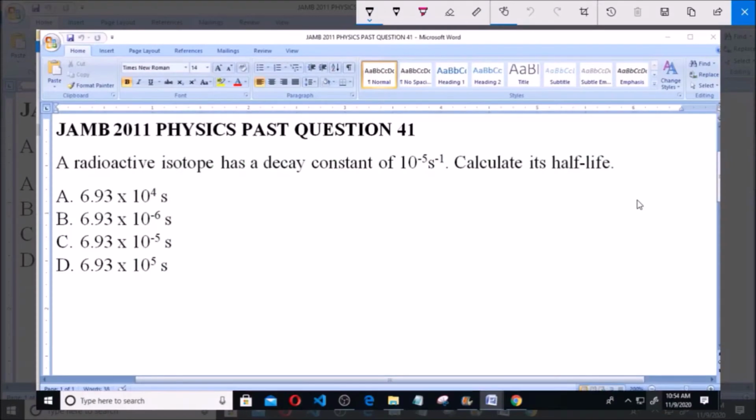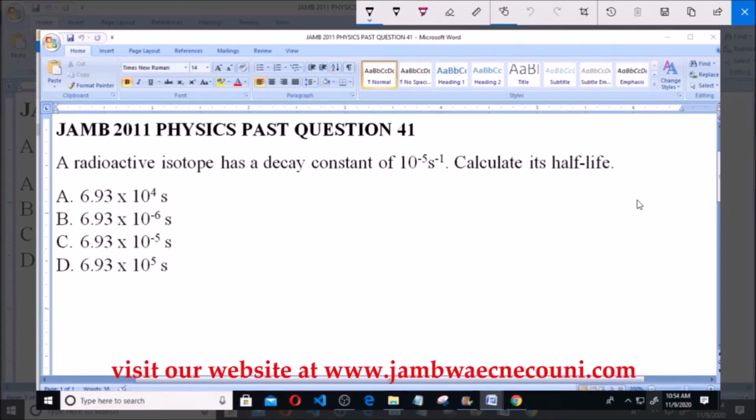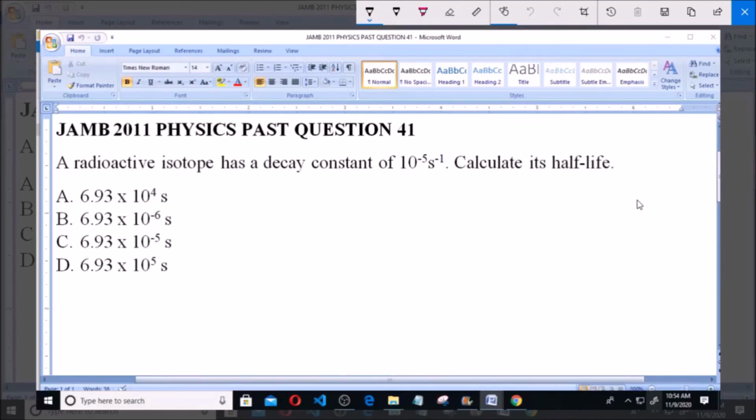Hello and welcome. I will be answering Jamb 2011 Physics Past Question 41. A radioactive isotope has a decay constant of 10 raised to the power minus 5 per second. Calculate its half-life. A. 6.93 times 10 raised to the power 4 seconds. B. 6.93 times 10 raised to the power minus 6 seconds. C. 6.93 times 10 raised to the power minus 5 seconds. D. 6.93 times 10 raised to the power 5 seconds.